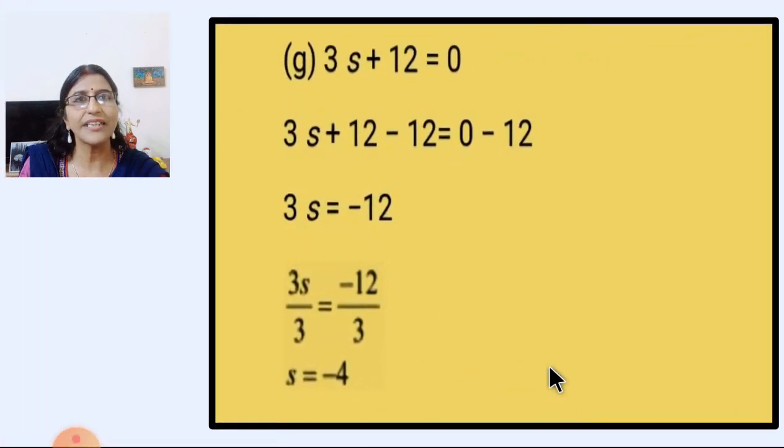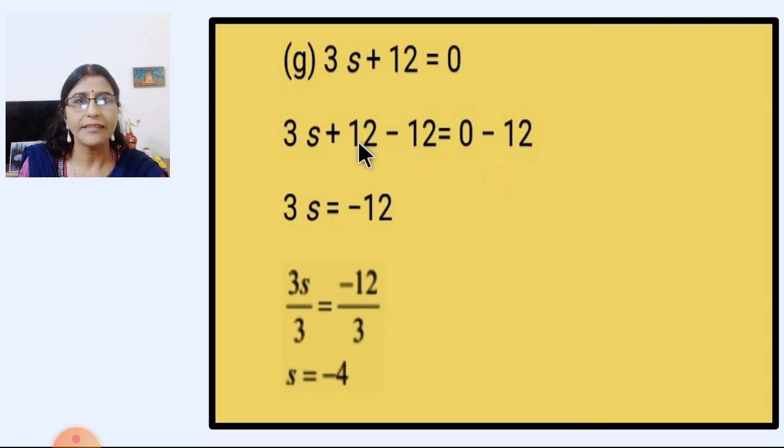Now next question, 3s plus 12 is equal to 0. Here you can see plus 12 is there, so first we have to remove this. So let us remove 12. Here it is positive, so we have to write negative, minus 12. When we write minus 12 here, on the right side also we have to write minus 12.